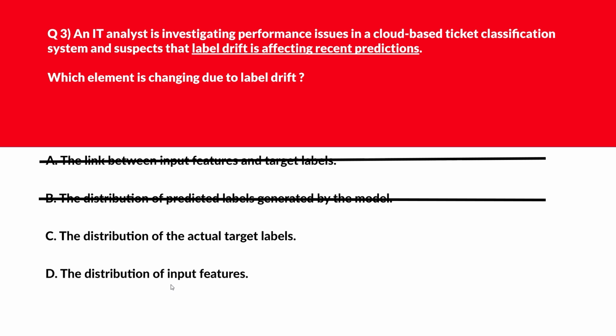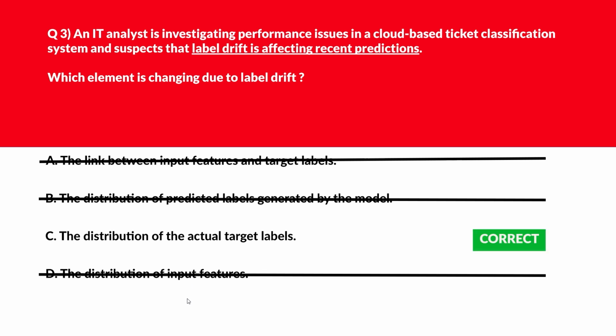Now let's move to option D. D says a distribution of input features. Input variation relates to feature drift, not label drift. We'll delete this. We'll lock option C as the right answer.